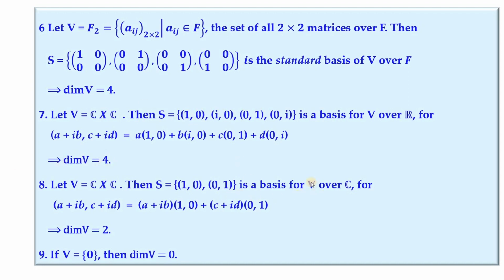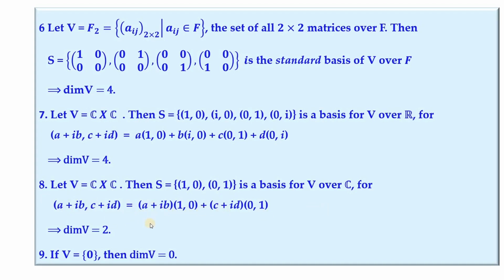Now when we consider this as a vector space over C, then in that case dimension of this is just 2. So which one will act as a basis? (1,0), (0,1) will act as the basis. So in that case dimension of V is 2, and here any (a plus ib, c plus id) is written in this way, as a linear combination of these two vectors.